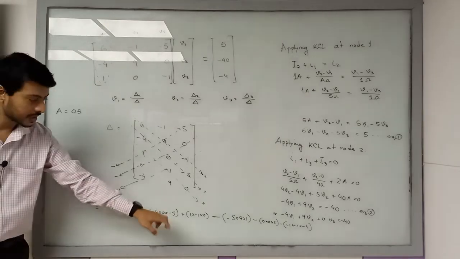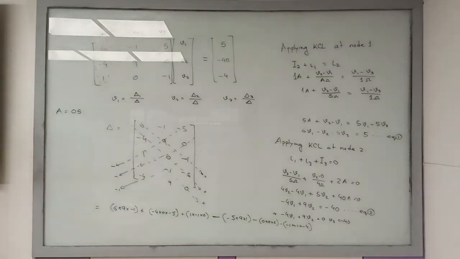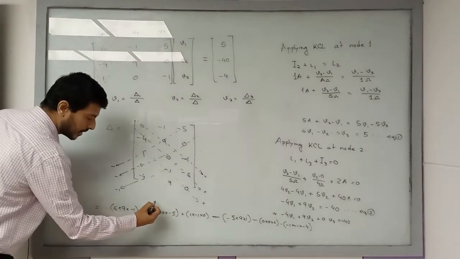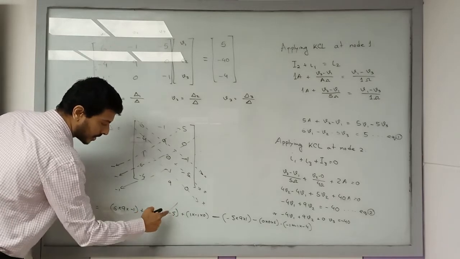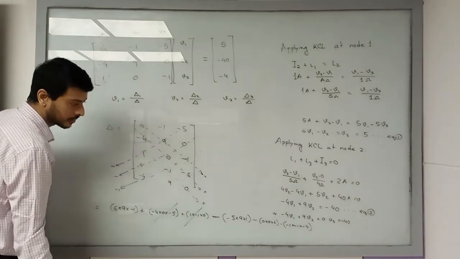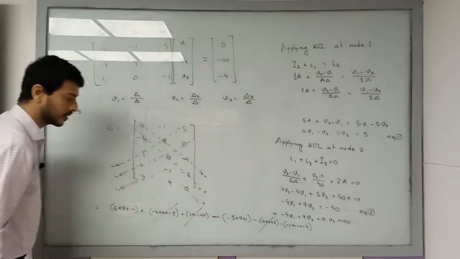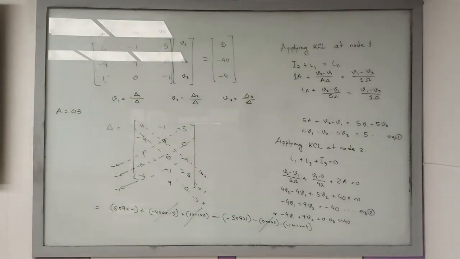So if you calculate this, how much does it come to? How much is the value? Can you calculate it? Does anyone have a calculator? Please calculate it. This one simply cancels out, becomes zero, this becomes zero, this becomes zero. Calculate the rest. How much does it come to?